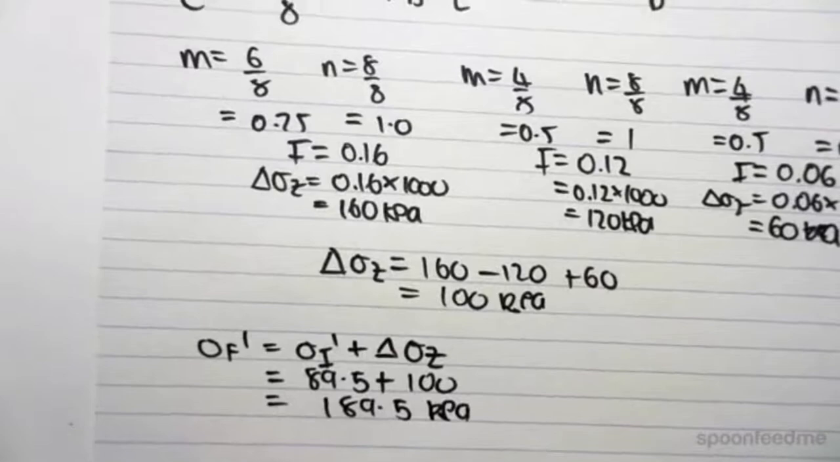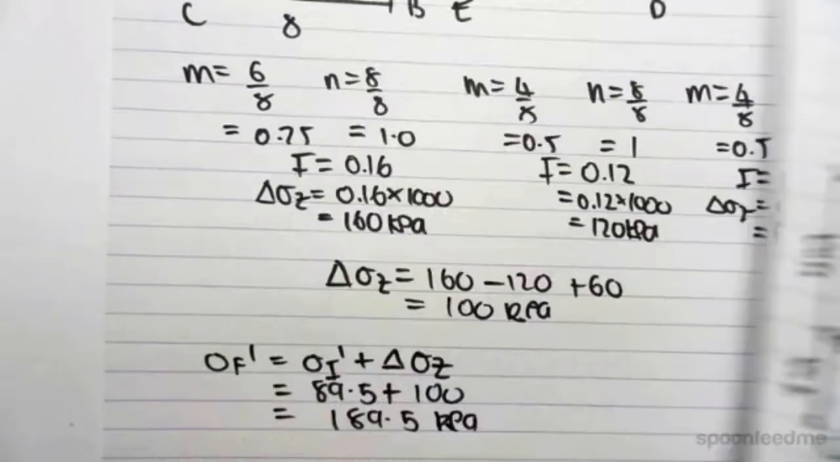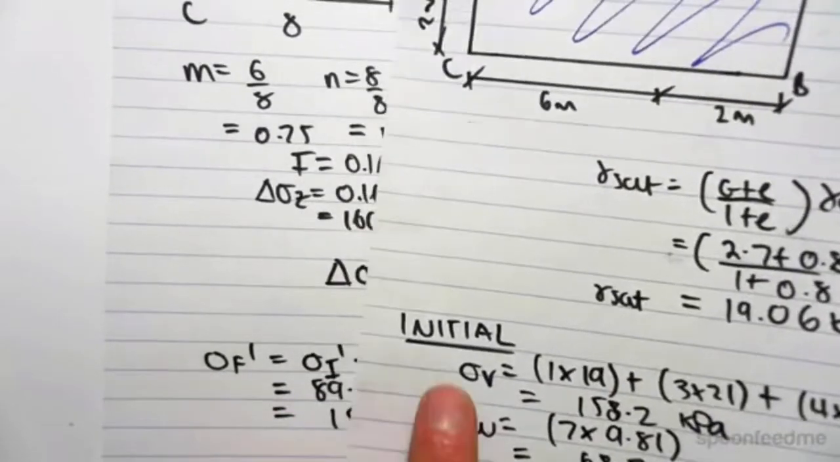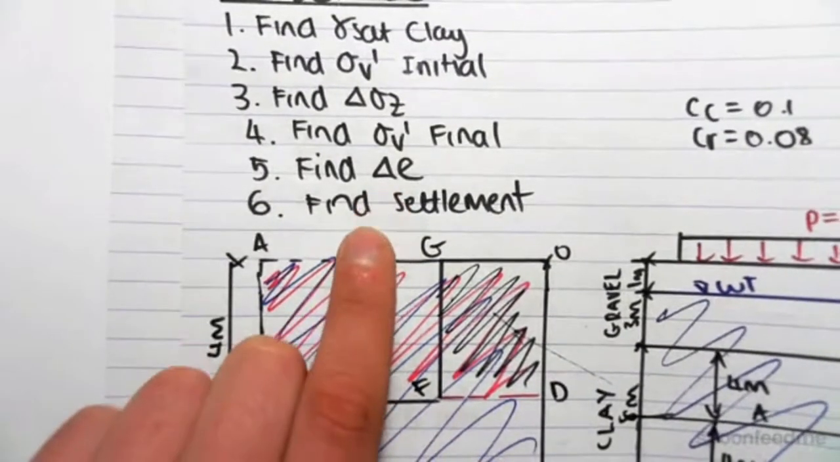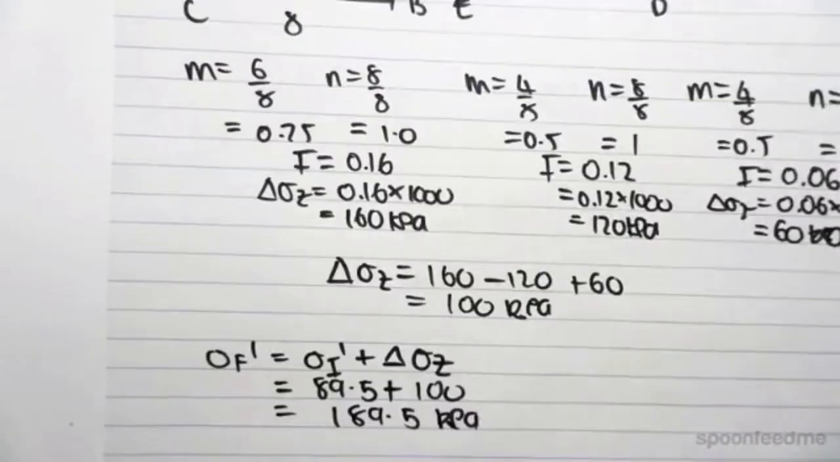Okay, I'm going to continue this example in the next video. We're going to now use this information of the initial effective stress and the final effective stress to find the change in void ratio, and then eventually we're going to find the settlement. So check out the next video for the remainder of this example.